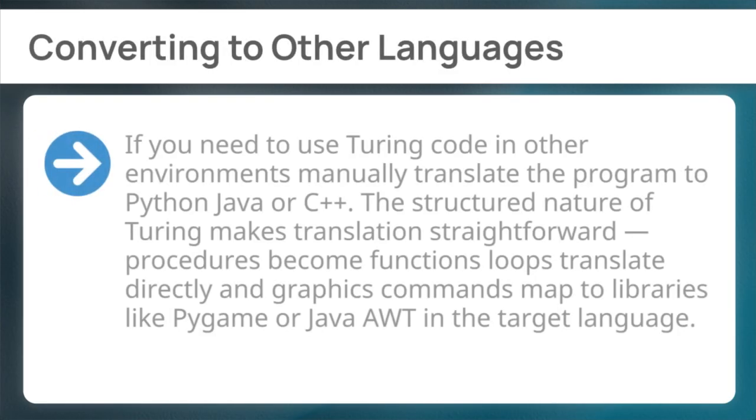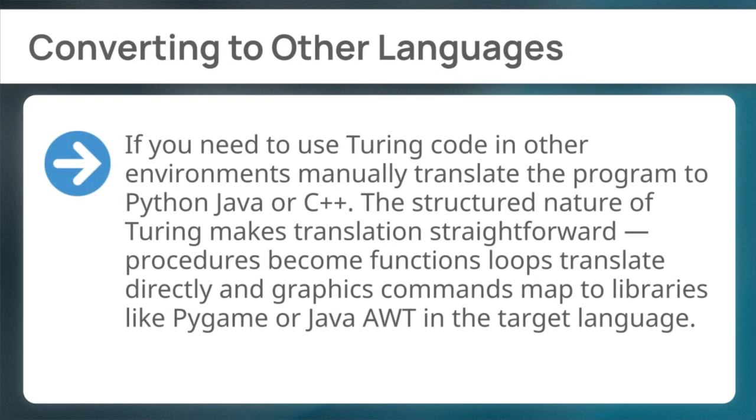Finally, converting to other languages. If you need to use Turing code in other environments, manually translate the program to Python, Java, or C++. The structured nature of Turing makes translation straightforward. Procedures become functions, loops translate directly, and graphics commands map to libraries like Pygame or Java AWT in the target language.